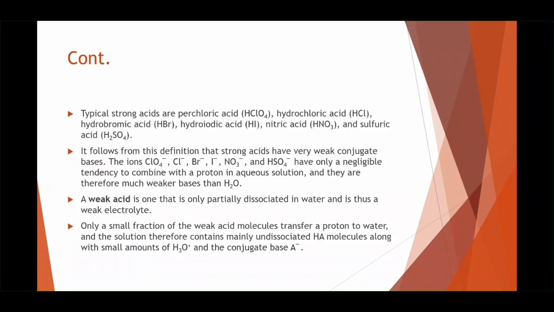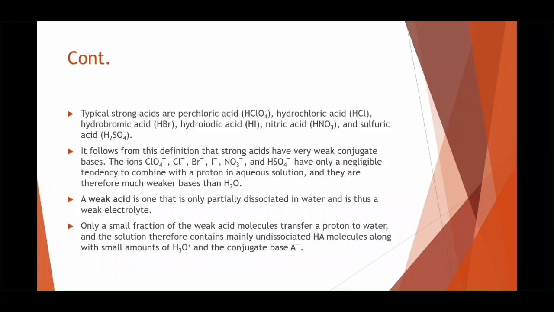Typical strong acids are perchloric acid, hydrochloric acid, hydrobromic acid, hydroiodic acid, nitric acid, and sulfuric acid. It follows from this definition that strong acids have very weak conjugate bases. The ions chlorate, chloride, bromide, iodide, nitrate, and HSO4 negative have only a negligible tendency to combine with a proton in aqueous solution, and they are therefore much weaker bases than H2O.